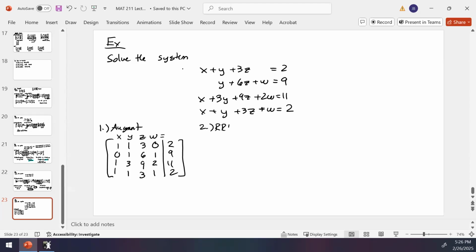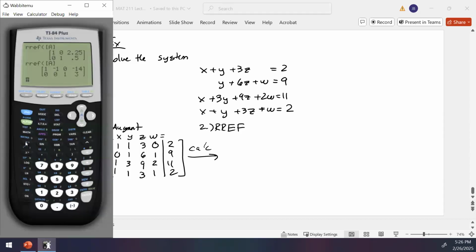Step 2, RREF. So we're going to use our calculator. Second matrix. Let's do edit. I'm going to do a 1 by 1. Put a 0. And then I have 4 rows, 5 columns. So one at a time. 1, 1, 3, 0, 2. 0, 1, 6, 1, 9. 1, 3, 9, 2, 11. 1, 1, 3, 1, 2.